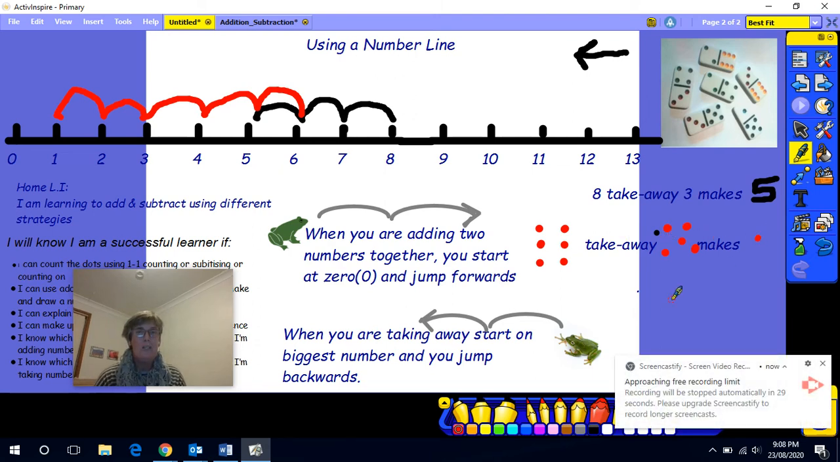So that's how we use our number line to add our numbers together and to take them away. So remember, when we're adding numbers together, we move forward on the number line, and when we're taking our numbers away, we move backwards. Have fun this week using your number line to move forwards and backwards to work out your number sentences.